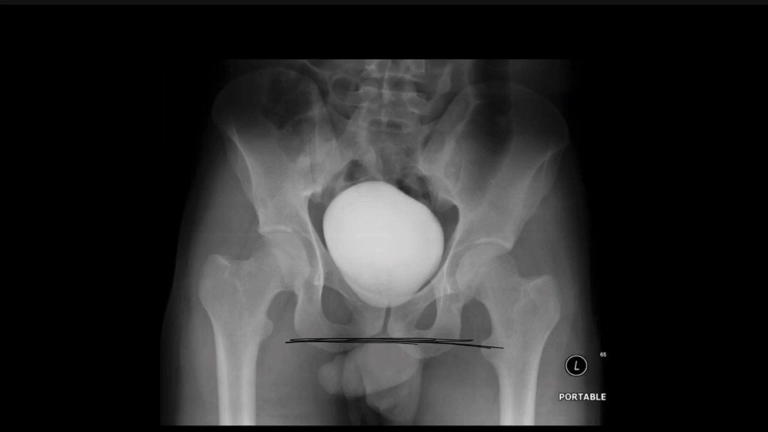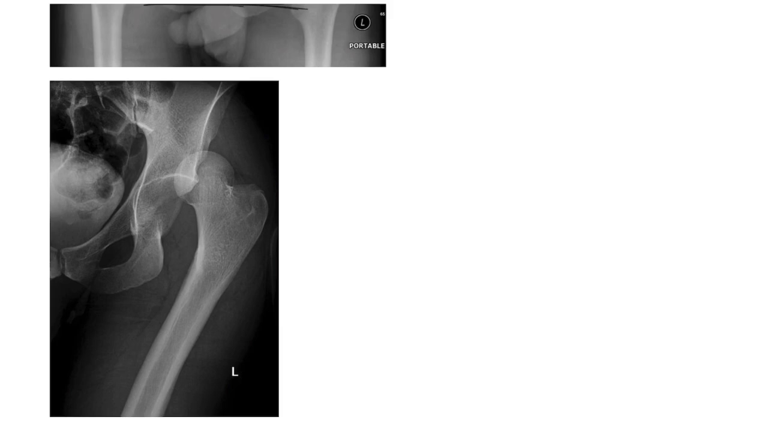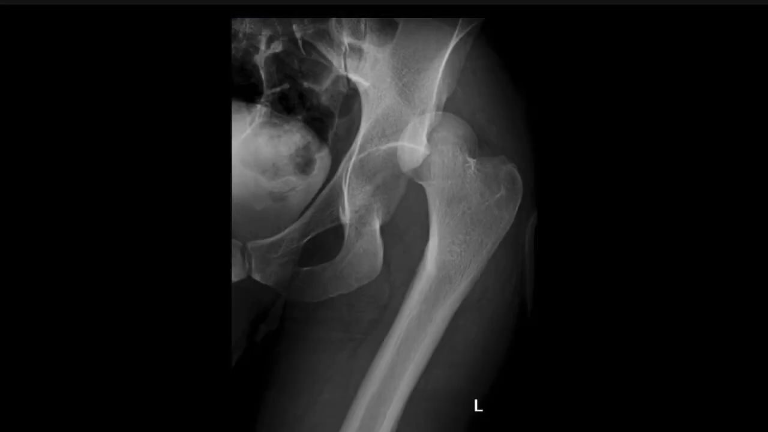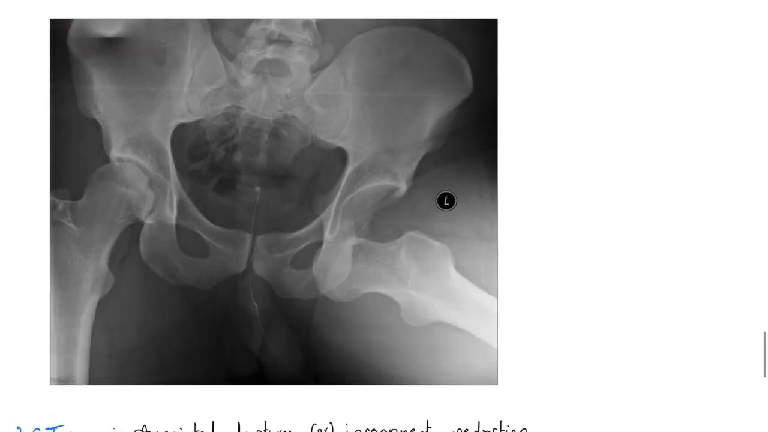The acetabular teardrop, the joint space gets narrow, and we can see some asymmetry and displacement of the femoral head from the acetabular region. In some patients we can see Shenton's line too, where the femoral head has gone up. So what do we tell from this? In this image you can see that the head went up, so that is anterior dislocation. Here the head came down, so this is posterior dislocation. So with X-ray you can easily find out hip dislocation.